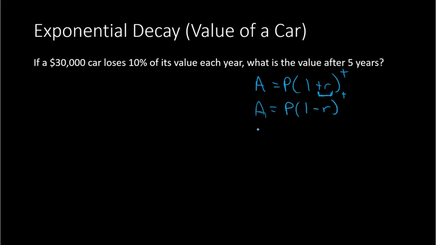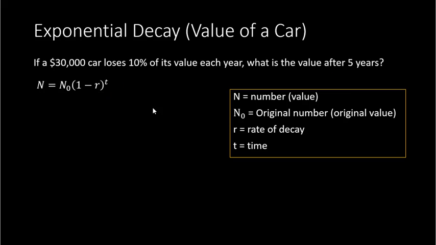So using the same letters as the last example, we can use n for the final amount, n sub o is the original number, and then we have 1 minus r to the t power. So it's all the same thing, just different notation. So just know how to use this. Using this formula, we can figure out the value after 5 years.